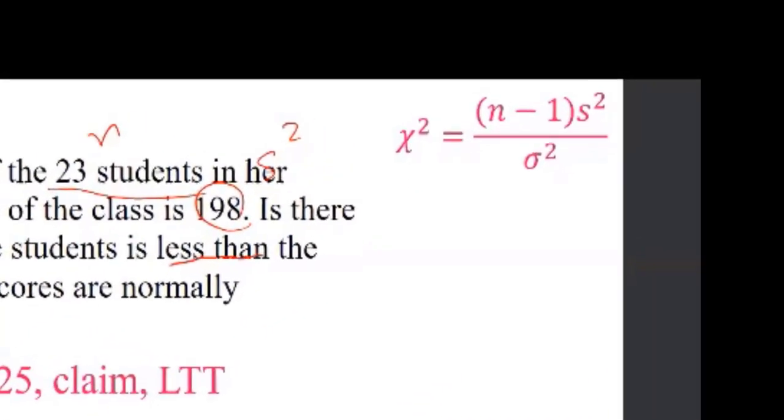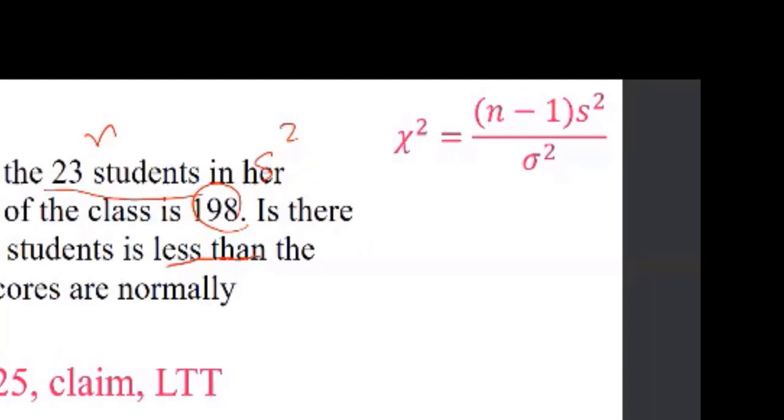So what do we do? H0: sigma squared equals 225. But what is H1? So what are we checking? Is there enough evidence to support the claim that the variation of the students is less than, and that is the claim. The next step is using the top formula to find the test statistic.